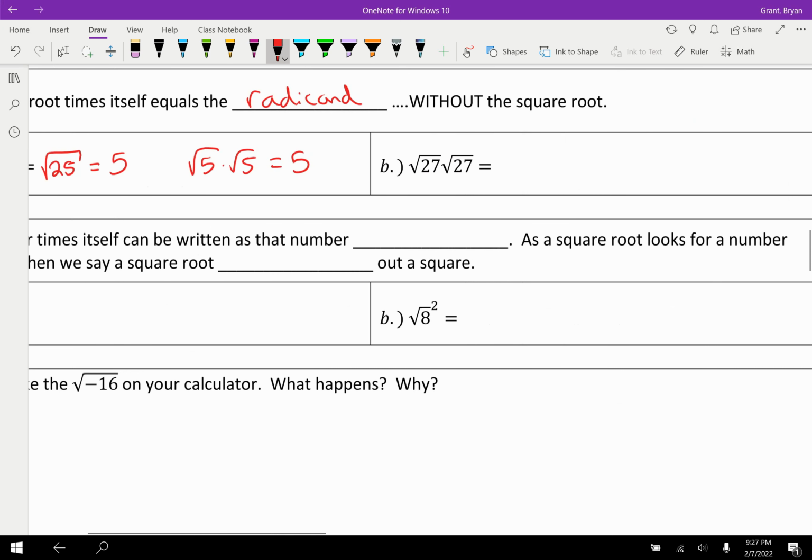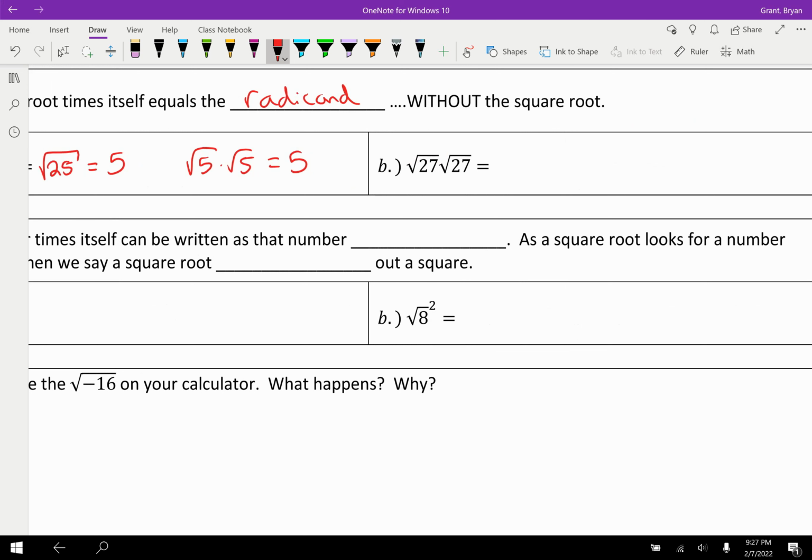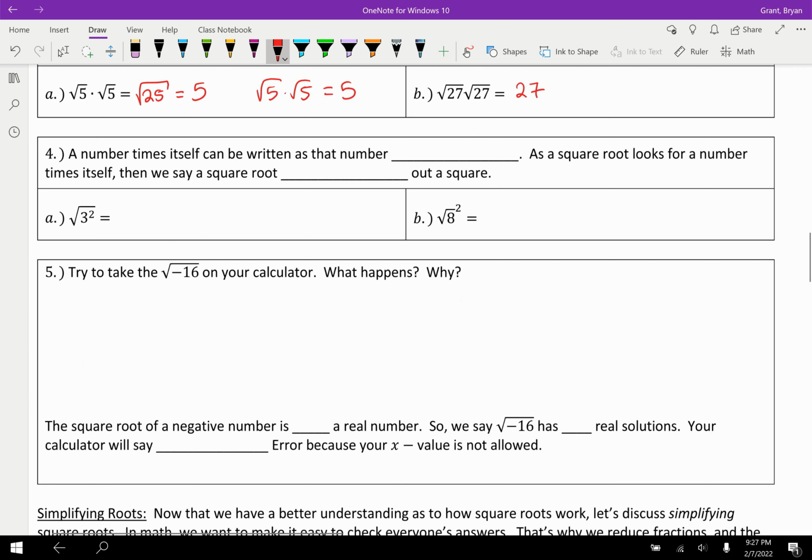For example, I don't know what the square root of 27 times the square root of 27 is with a square root. 27 times 27, it's a big number. It's more than 400, I don't know. But I do know the final answer is just 27, because a square root times itself just gives us the number on the inside, the radicand. And in fact, that leads us to one other discovery.